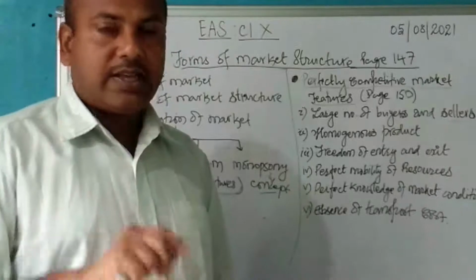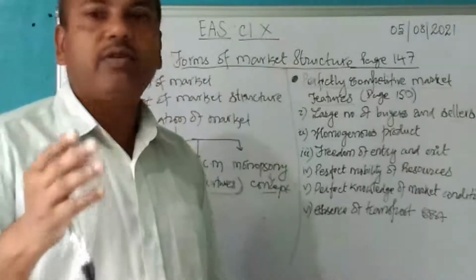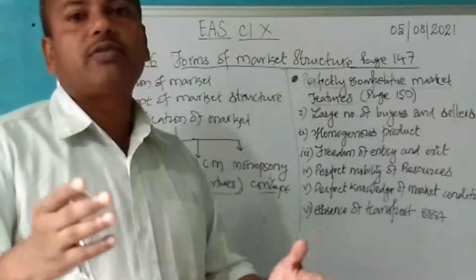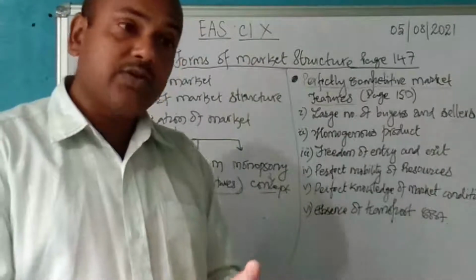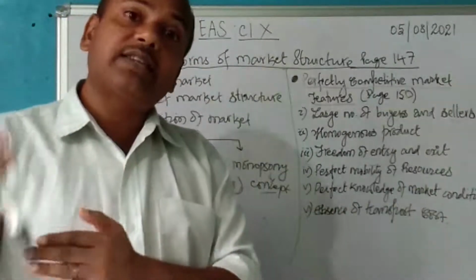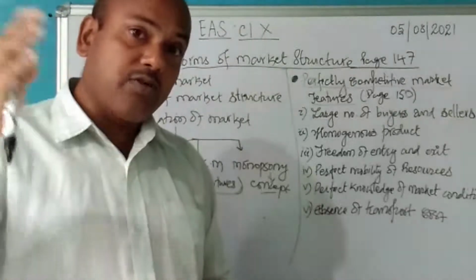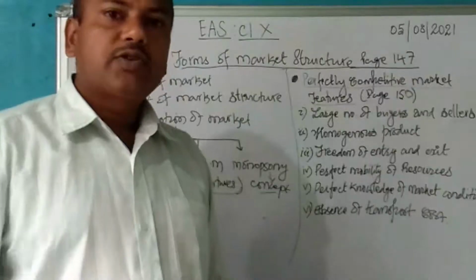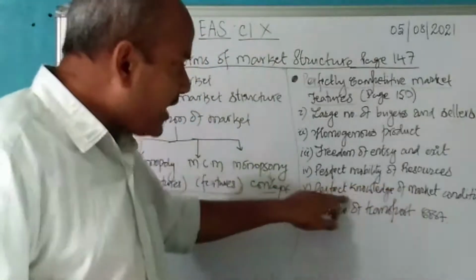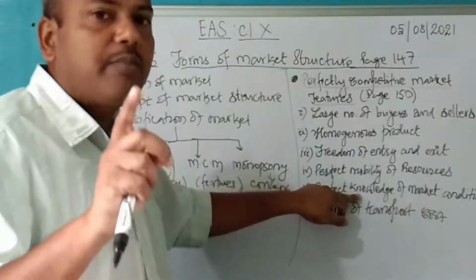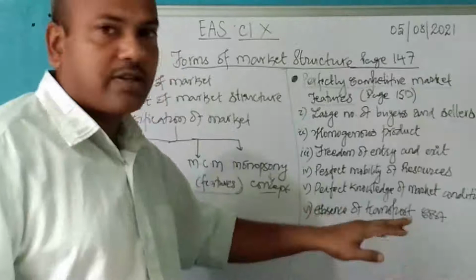Like, as a consumer, I would like to buy, and I know the price of potato was cheaper in the months of December, January, February. But as we have reached June, July, August, the prices have gone up, and I also know that it will go up further. So this is about the perfect knowledge of market condition. Those who have the perfect knowledge of market condition are the consumers. And the last is absence of transportation cost.